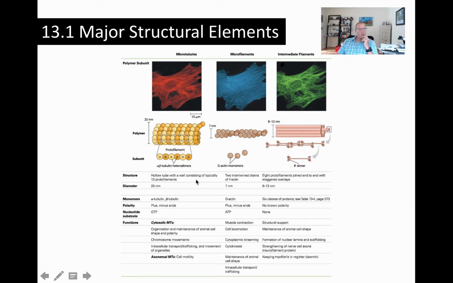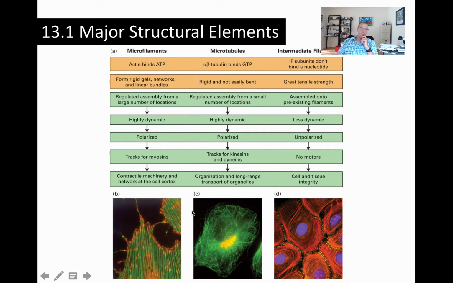The polarity of the microtubules and the microfilaments will become important, so appreciate that they have polarity, and we'll talk about that. There is no polarity in the intermediate filaments. Alpha and beta tubulin bind GTP or GDP, and actin binds ATP or ADP, whereas intermediate filaments bind neither of those nucleotides. And then you can think about the functions of the different cytoskeletal elements.